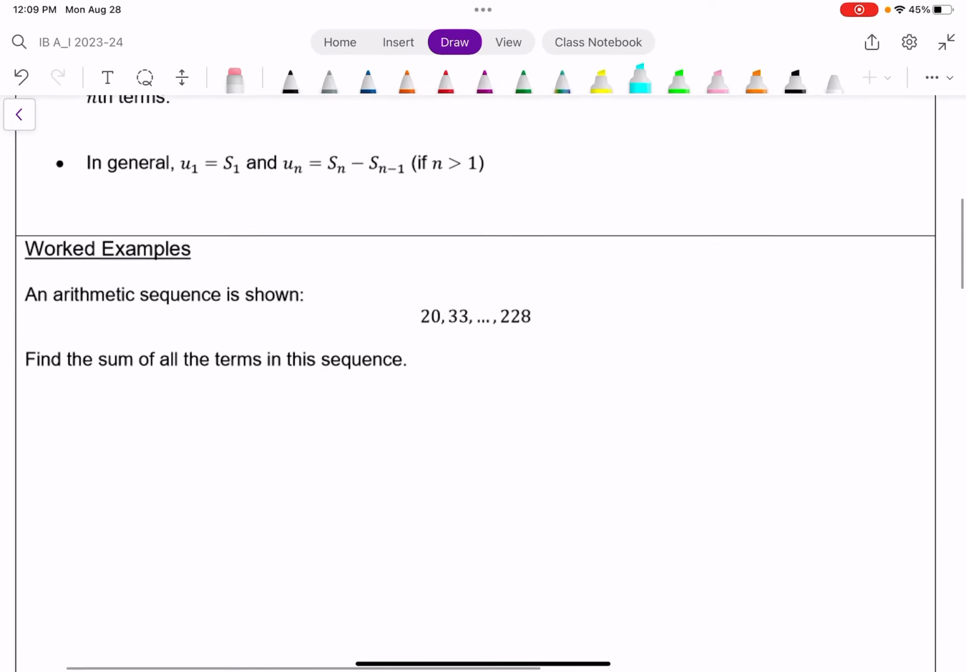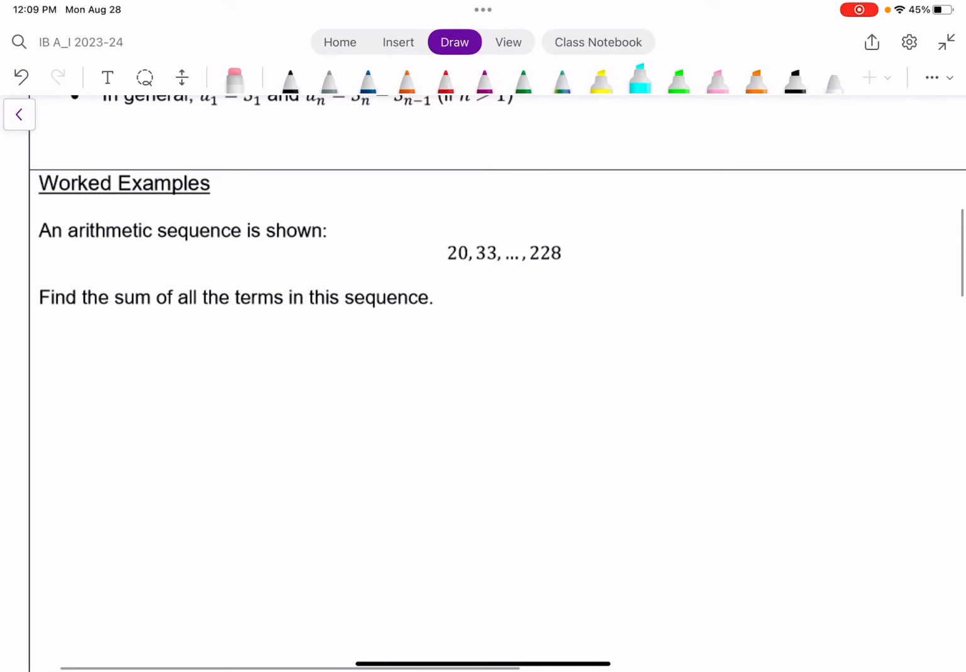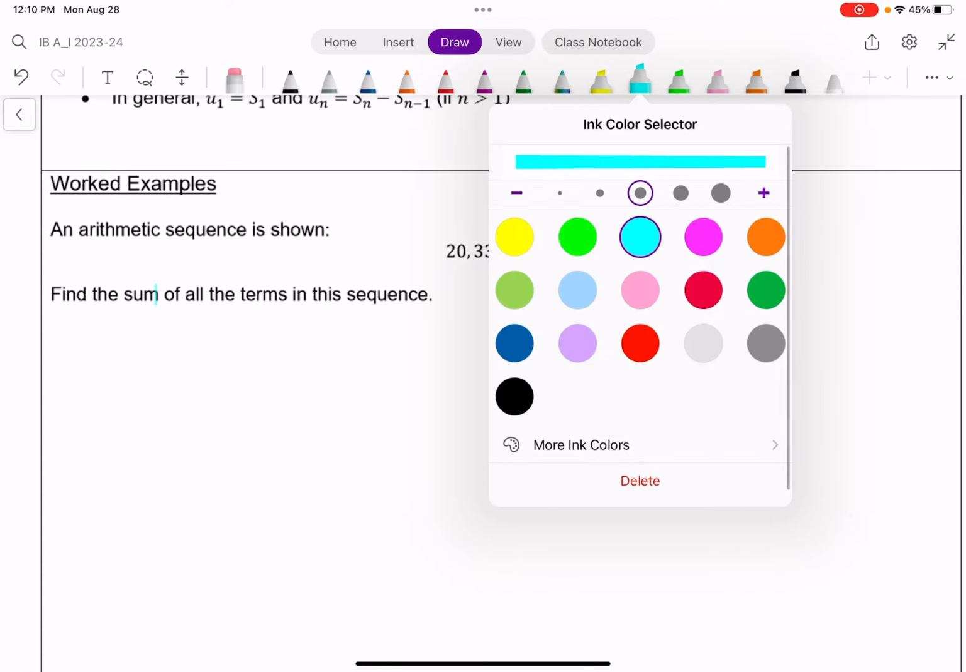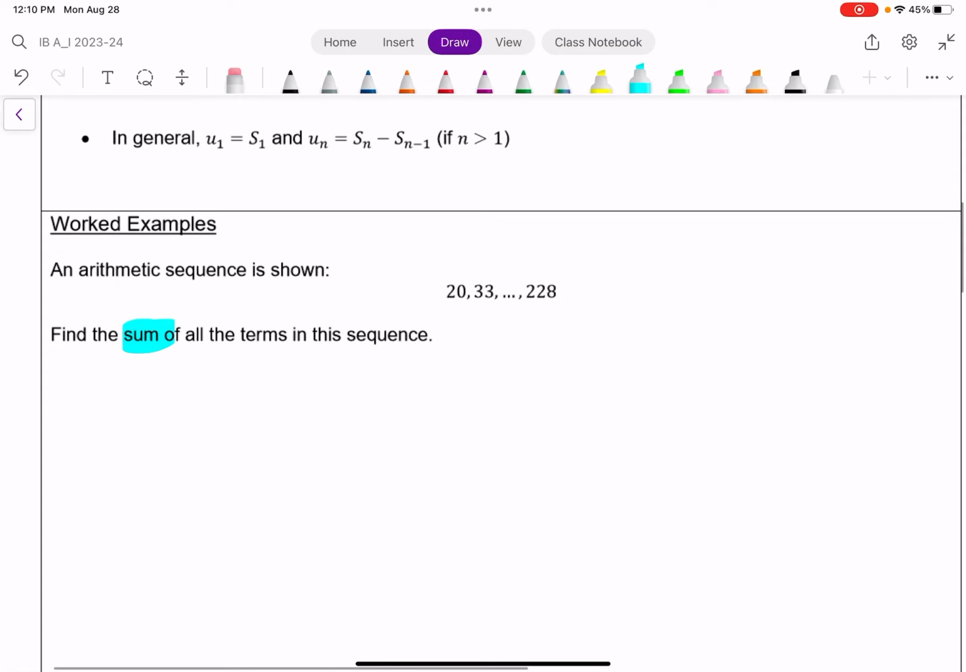So first question, an arithmetic sequence is shown: 20, 33, skip a few, 228. Find the sum of all of these. So I have a choice, essentially I'm looking to find the series. Anytime we're finding the sum of an arithmetic sequence, that's the same as finding the series, which is just adding them all up. I want to add up all these terms. I don't know how many terms there are, but I do know the first term and the last term.